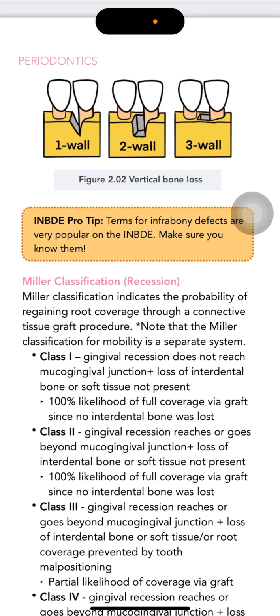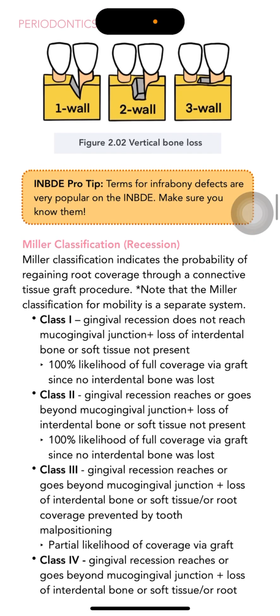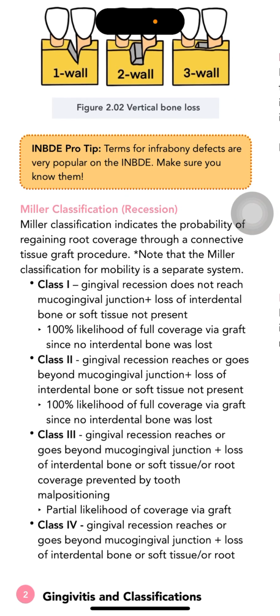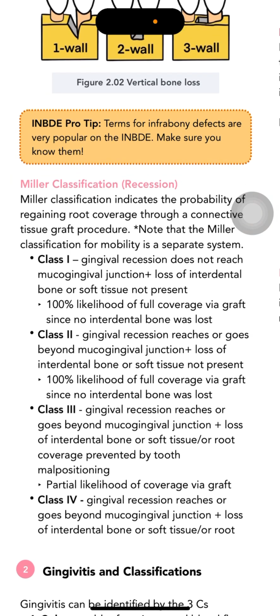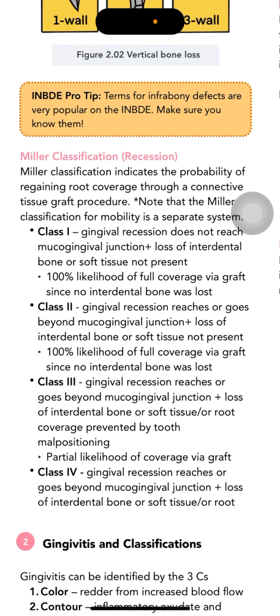Miller classification, recession. The Miller classification indicates the probability of regaining root coverage through a connective tissue graft procedure. Note that the Miller classification for mobility is a separate system. Class 1: gingival recession does not reach the mucogingival junction. Loss of interdental bone or soft tissue not present. 100% likelihood of full coverage via graft since no interdental bone was lost.